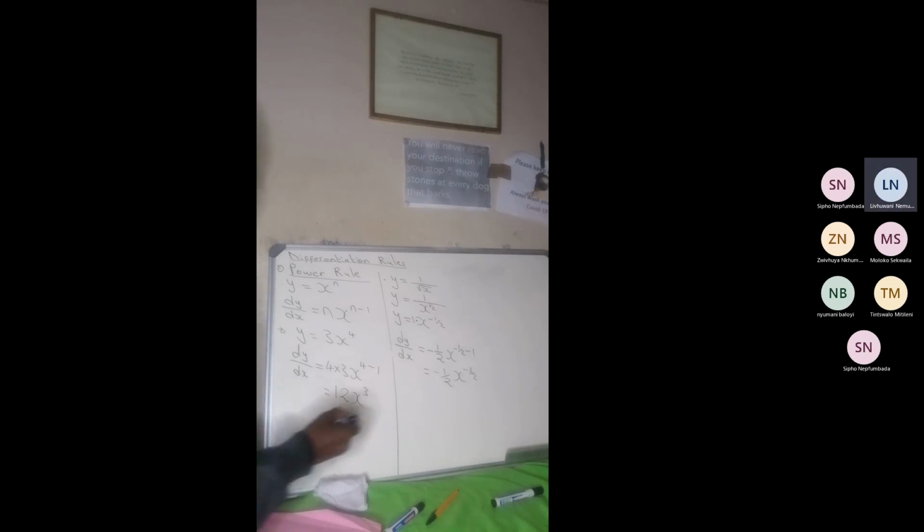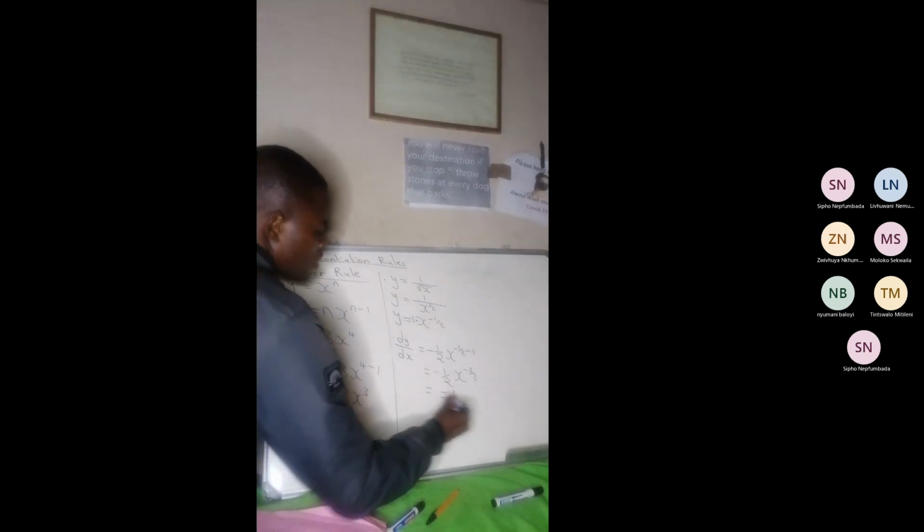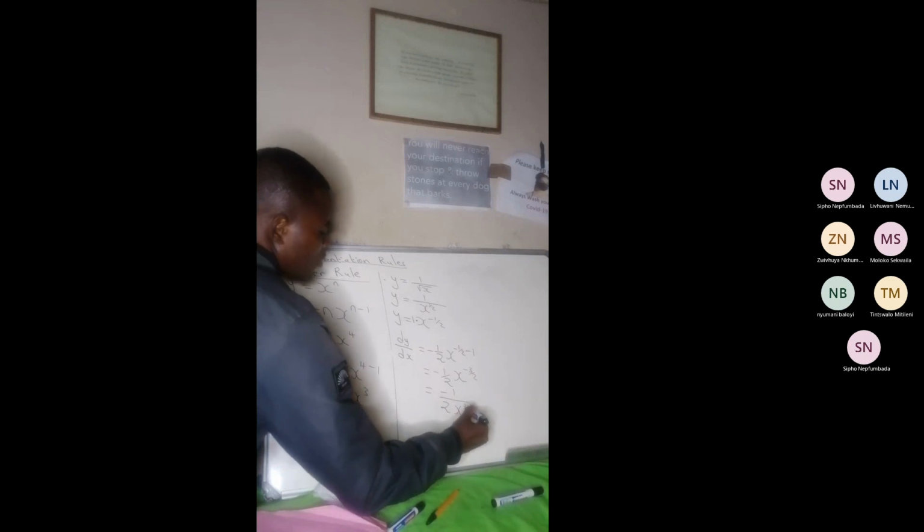So we must avoid negative exponent. It means we'll be left with minus 1 over 2 x to the power of 3 over 2. Then that is our final answer.